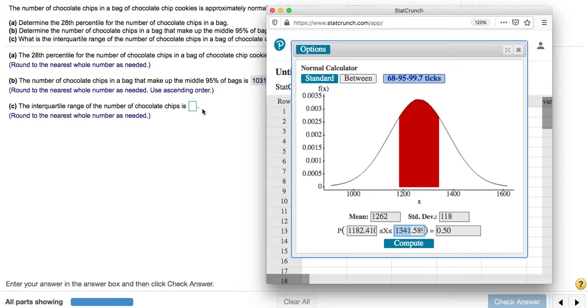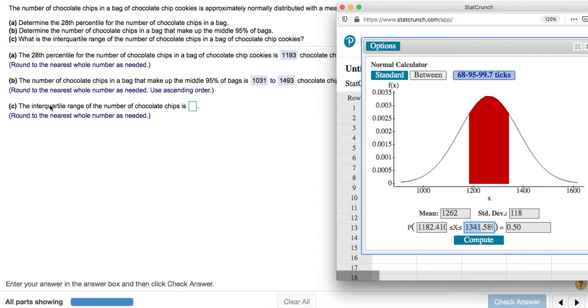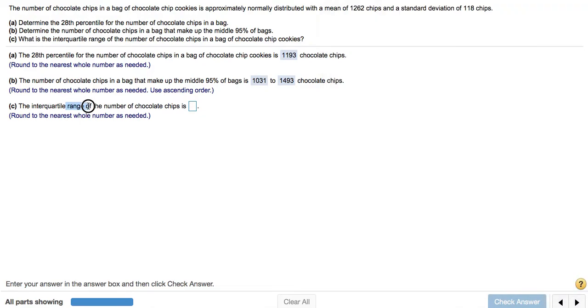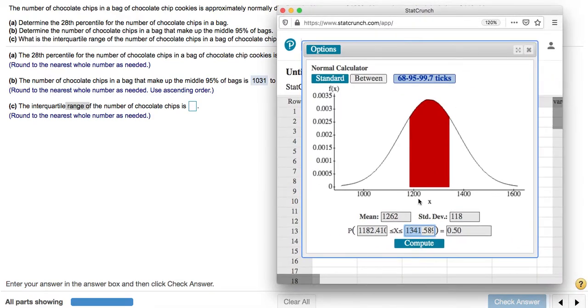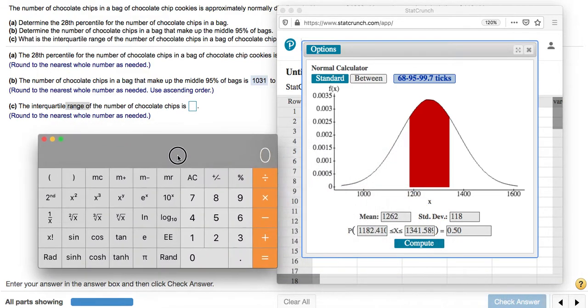If I read this a little bit more carefully, it actually asks for the interquartile range. So if I go back here to StatCrunch, when we say the range, it means how far did I travel when we go from this point up to this point? So it's like, what's the distance of this line? To figure that out, you can take the difference of these two numbers. You can subtract them, take this value and subtract it from this one. So I'm going to pull up a calculator to do that.